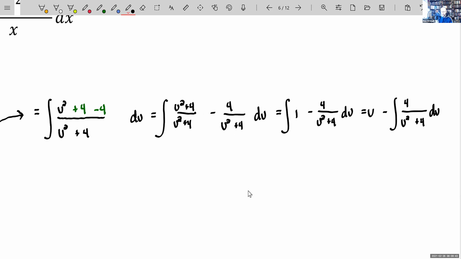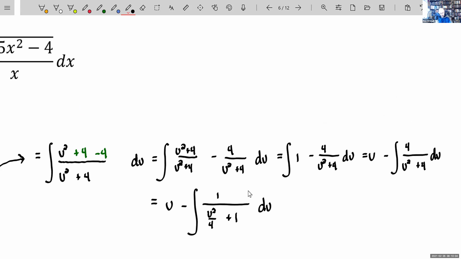This usually comes from experience working with integrals, but you can totally divide both numerator and denominator by 4. If I do that, I get 1 over u squared over 4 plus 1 du. The reason why I did that is because I want to take advantage of an integral that we know.